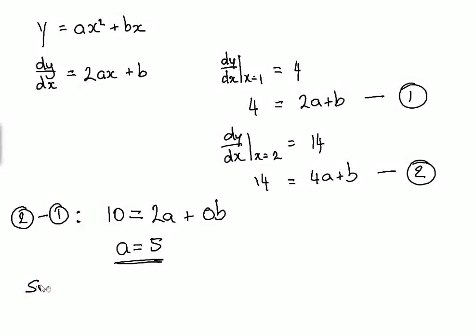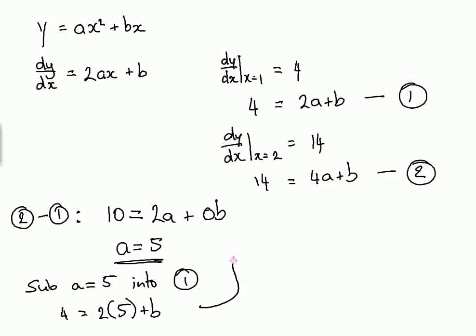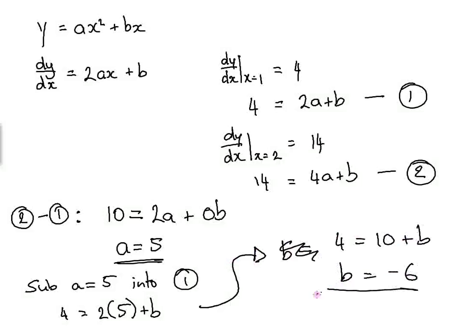Then we substitute a equals 5 into the first equation. What do we get? We get 4 is equal to 2 times 5 plus b, which means that 4 is equal to 10 plus b, so b is equal to negative 6. So we've finished part A now.